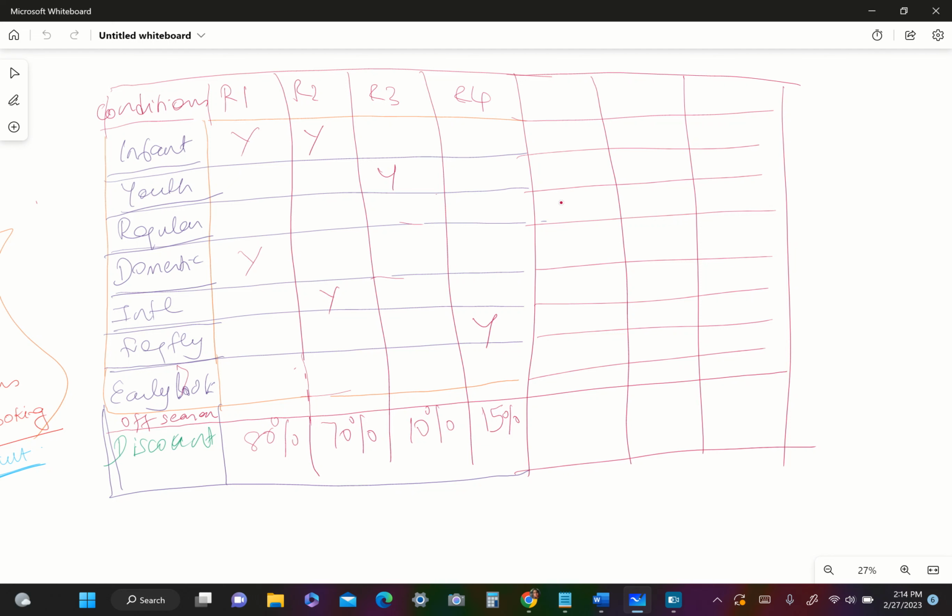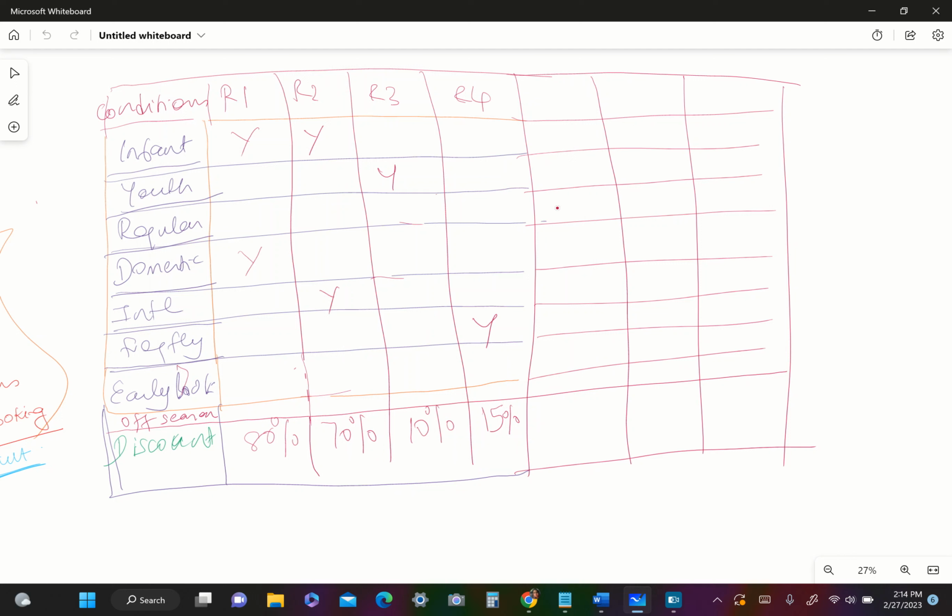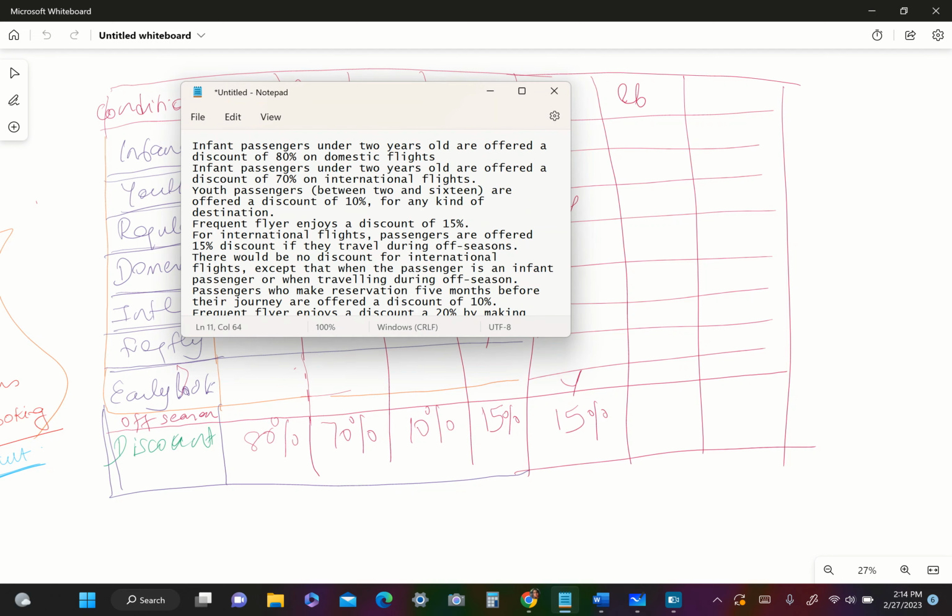So if you are an international traveler, 15% discount. So this is for everyone else, right? So you are here regular, and then you're traveling off season, you get 15%. That is R5. R6 will be, there will be no discount for international flights except when they are an infant or when traveling during off season. So we saw that, we already applied that.